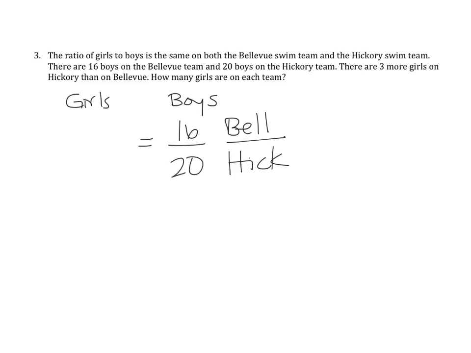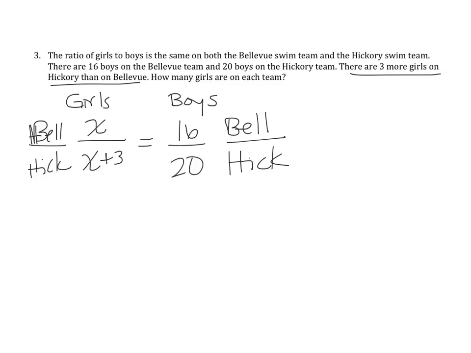So now the other tricky part about this, it says there are 3 more girls on the Hickory team than on Bellevue. All right, so now notice I need to have Bellevue on the top and Hickory on the bottom because that's how I set this side up, Bell over Hickory. So I got to do Bell over Hickory. What this says is there are 3 more girls on the Hickory than on Bellevue. Well, Bellevue, we don't know how many girls there are, but we can call that X. Hickory, we know there are 3 more, so it's going to be X plus 3. And then we're going to solve that proportion by cross-multiplying.